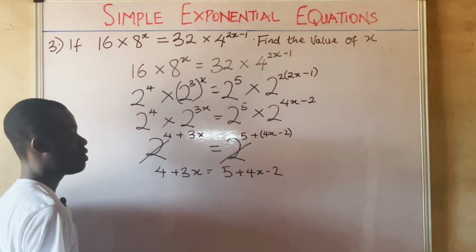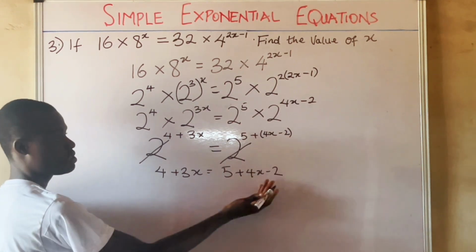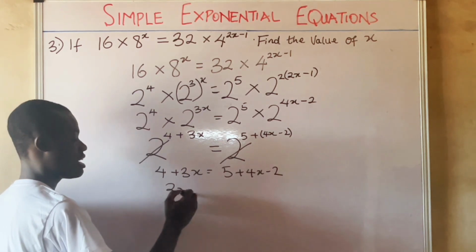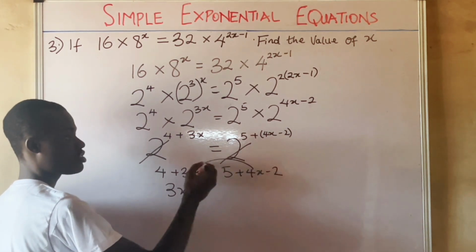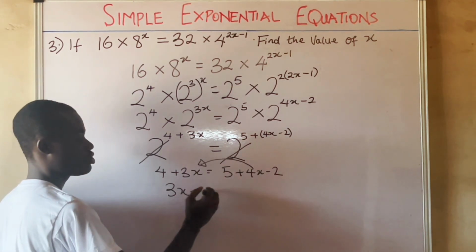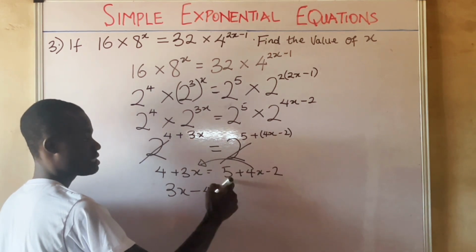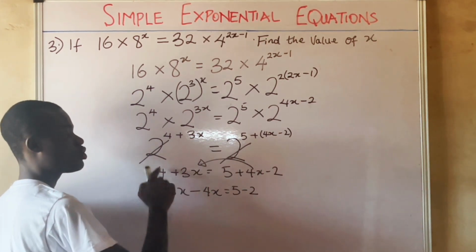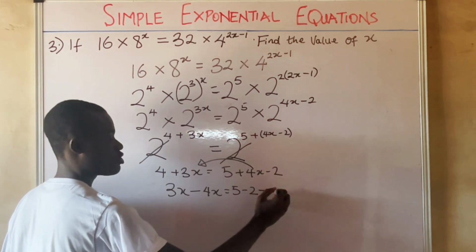Next, we are going to simply collect like terms. So on this side, I'm going to take the x to this side and take the numbers to this side. So I will have 3x. If I take plus 4x to this side, I'm going to have minus 4x. On this side, I have 5 minus 2. Now I'm going to take 4 to this side. It's going to be minus 4.